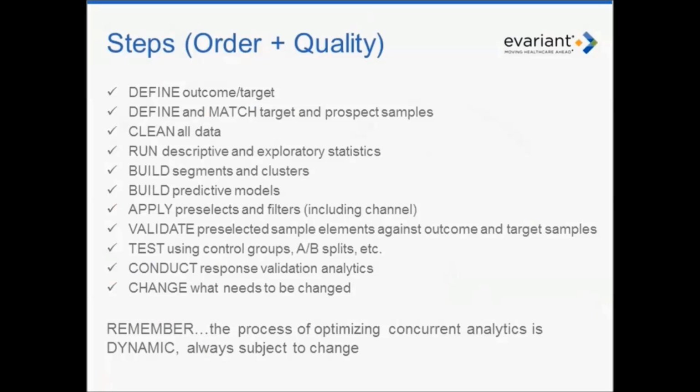Order and quality are important in many cases. Probably one of the best examples I can give you is what I talked about earlier in terms of dealing with outliers before dealing with missing data. So order is often very important. But a couple things to just mention here. We definitely want to make sure that we define the outcome and the target.